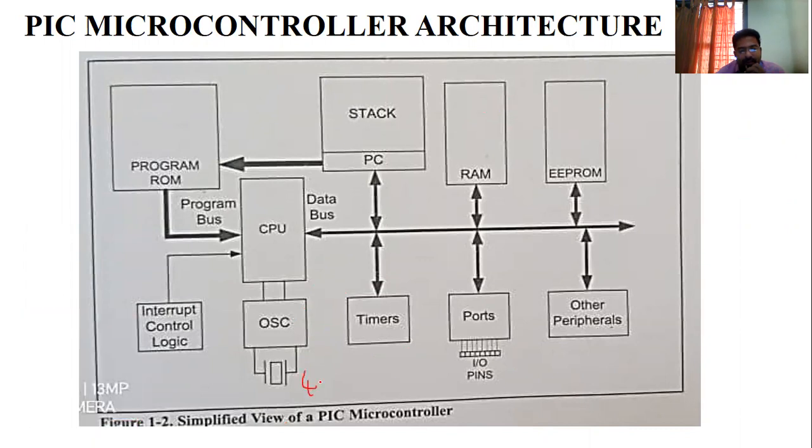Okay, 40 megahertz are available. So nearly 4 timers are available. These ports mainly depend upon the number of pins. You remember the structure only. So this is the data memory. This is also data memory.